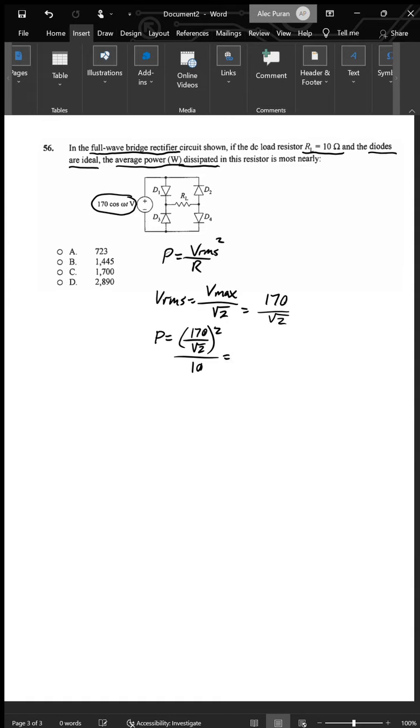And what does that give us? That gives us 1,445 watts. And that basically turns such an intimidating problem into something trivial just by knowing the relationship of a full wave bridge rectifier and the power given voltage and resistance. So that gives us option B.